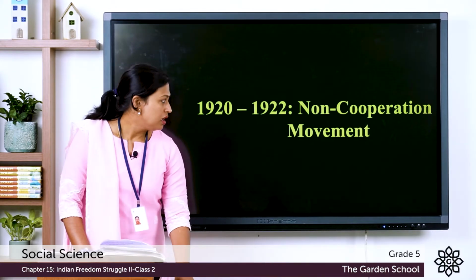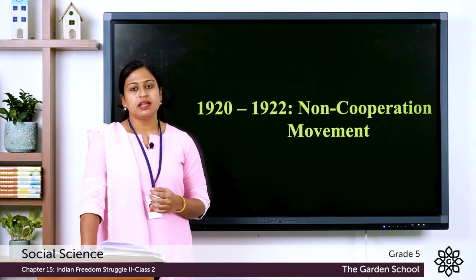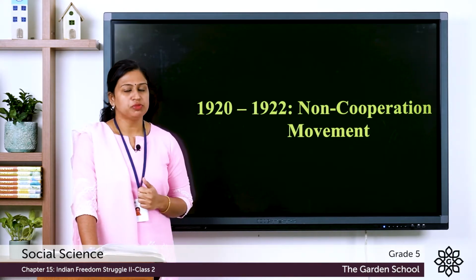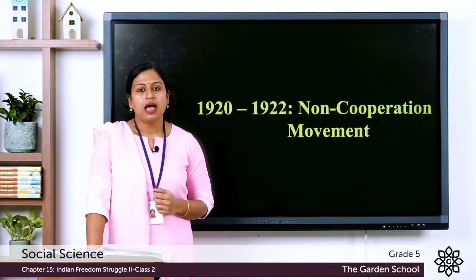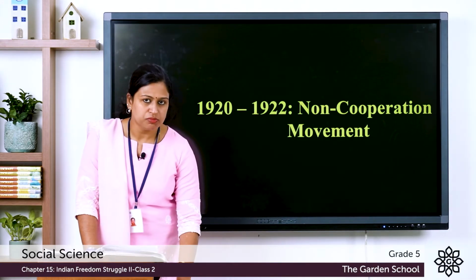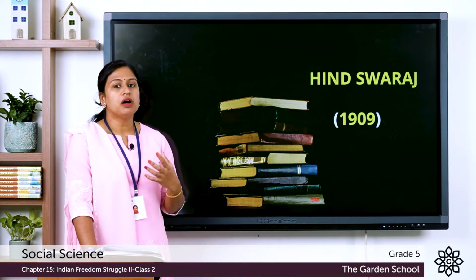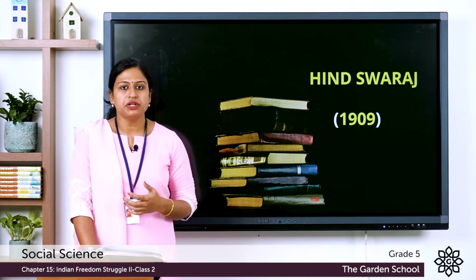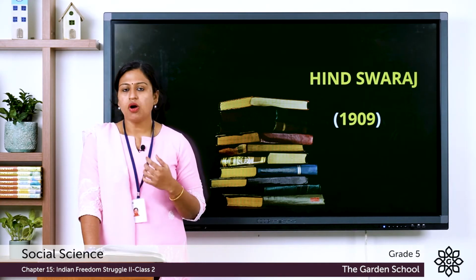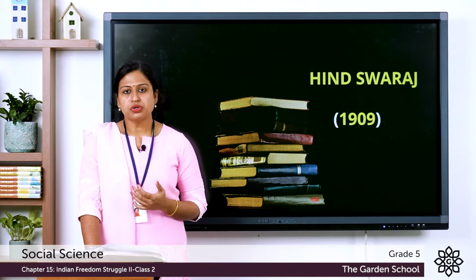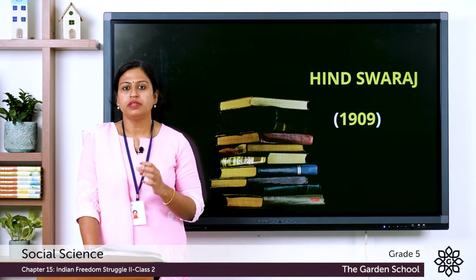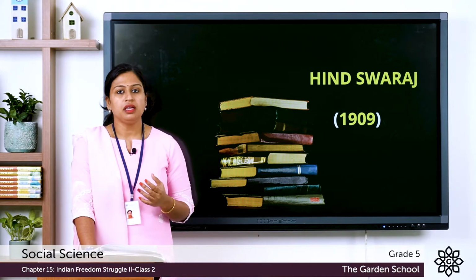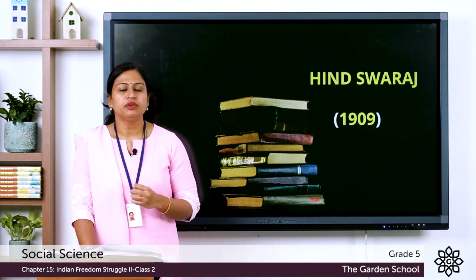Next, we will discuss the Non-Cooperation Movement that was launched between the years 1920 and 1922. This movement was organized by Mahatma Gandhi, and the concept of the movement emerged on the basis of a book written by Mahatma Gandhi, named Hind Swaraj, published in the year 1909. According to Mahatma Gandhi, the British rule was established in India only because of the cooperation of the Indians. So, if the Indians refuse to cooperate with the British, then the British rule will collapse within a year and we would gain independence.